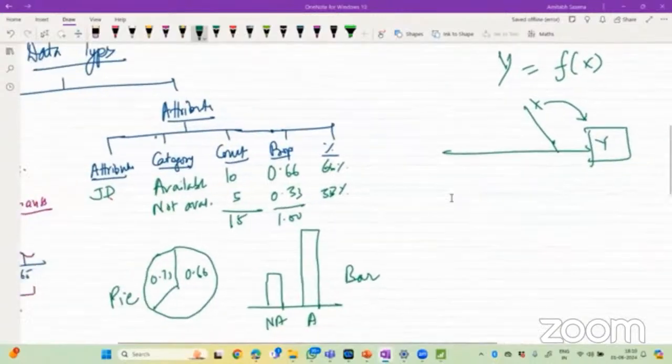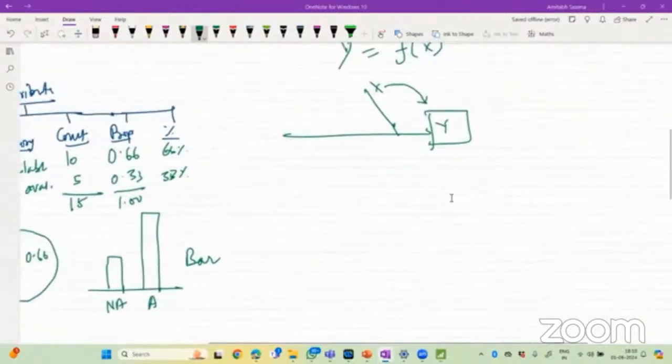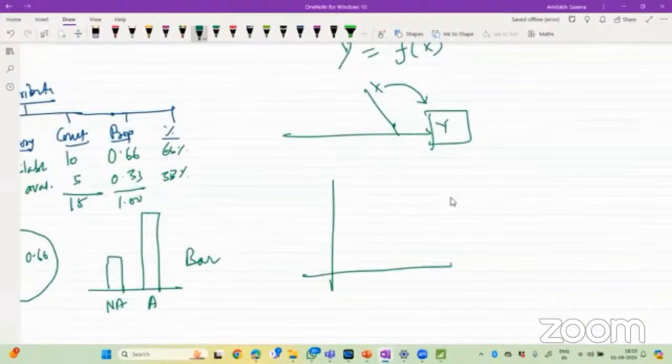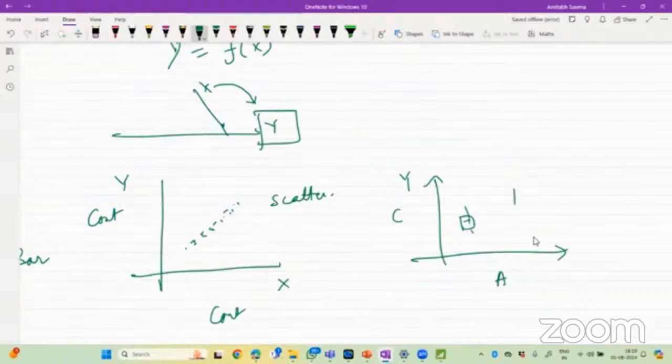So now we are investigating y is a function of x. Means is x affecting the y? Now, whenever one of them or both of them are continuous data, like this is continuous and this is also continuous, I can use a scatter plot. And when one of them is attribute and one of them is continuous, like this is continuous and this is attribute, I will use a box plot. Okay, so let me demonstrate that.